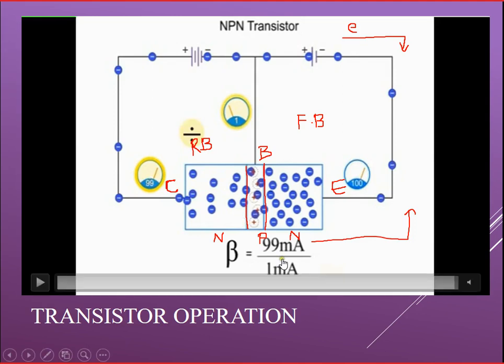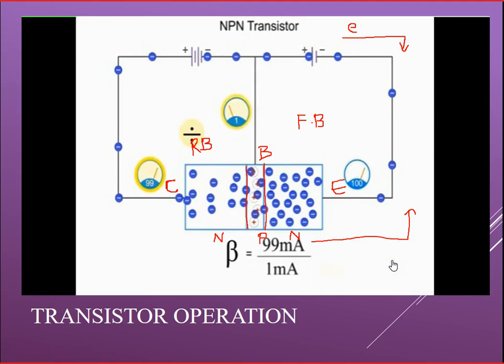Is it right or not? See, the milliamps cancel each other, so beta is equal to 99. There is no unit. Okay, so this is the operation. All of you understood about the operation? Yes, sir. Okay.